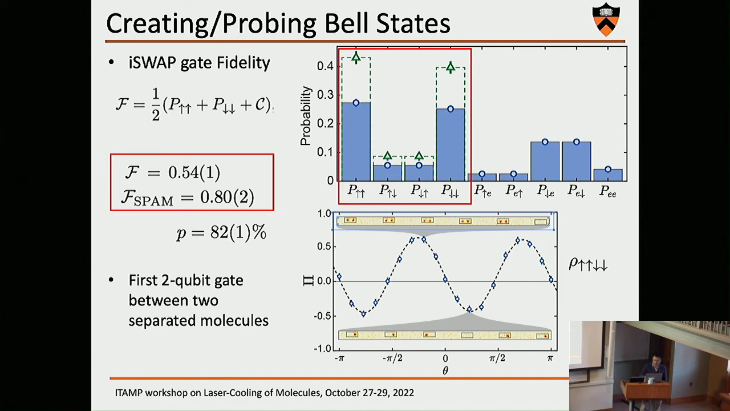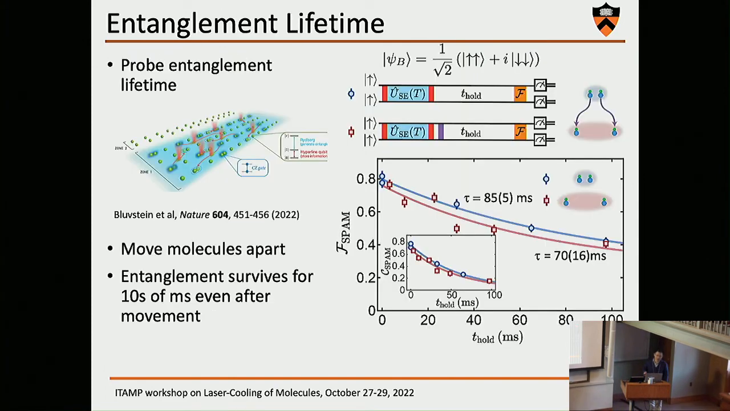Now that we have a Bell state, we can also ask how it behaves. We measure how long it survives. We just create it, hold it for a while, and measure the fidelity. And we find that it lives for about 100 milliseconds, which is roughly what we expect from the single particle coherence.